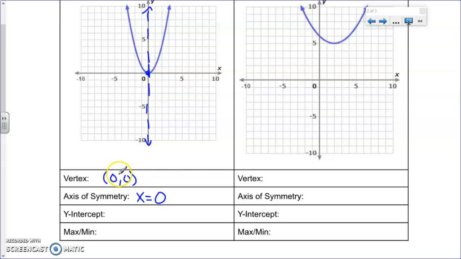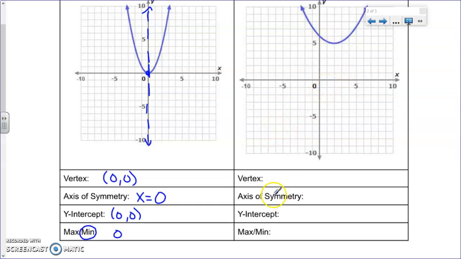Now notice, it's whatever the x value is of the vertex. Where does this cross the y-axis? At 0. So that's going to be the point (0, 0) again. Now when you are in Excel, it just has you put the y value, but I want you to use an ordered pair. This graph is a minimum because it's the lowest point, and the minimum is 0, the y value of the vertex.